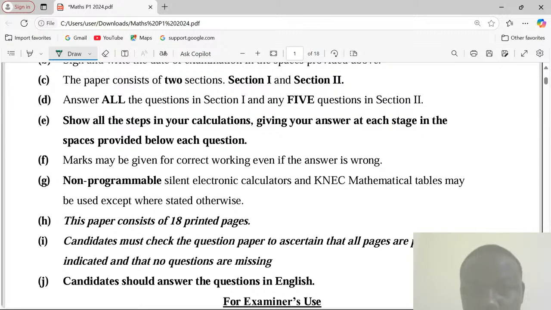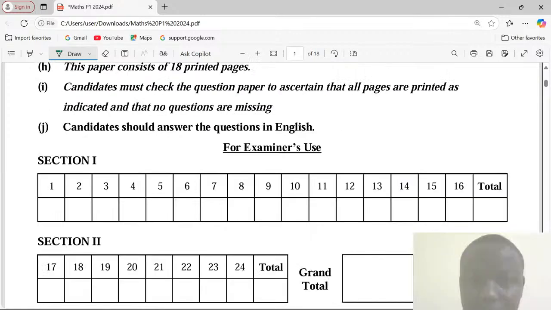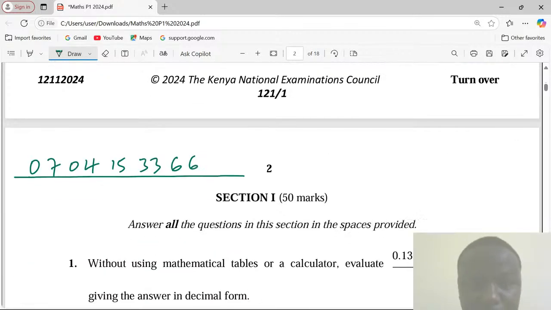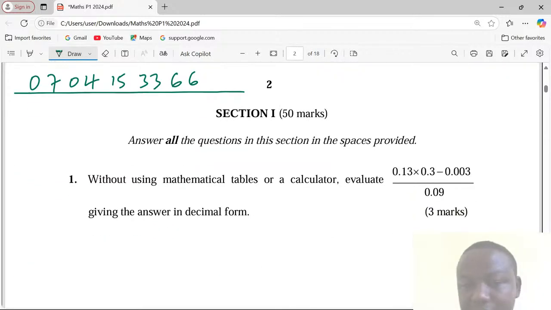Anybody in secondary school is able to understand Mathematics Paper 1. Most of the areas will be coming from the lower forms. So this is what we'll be discussing.